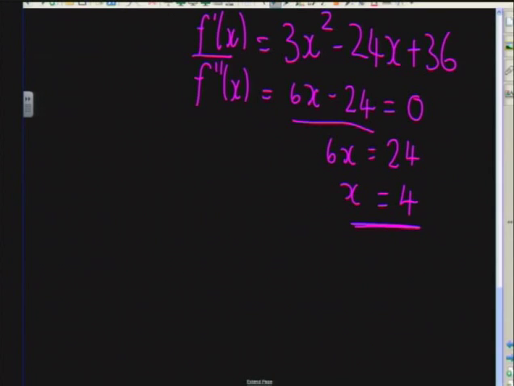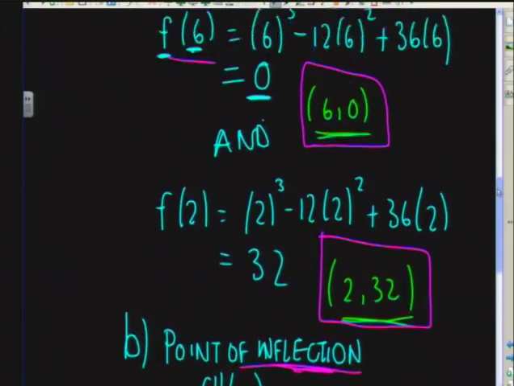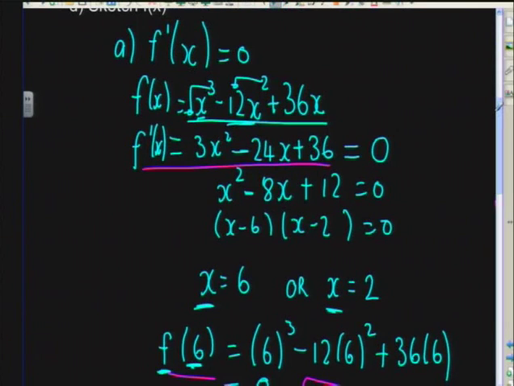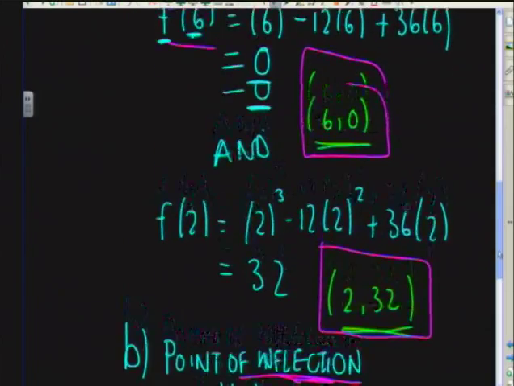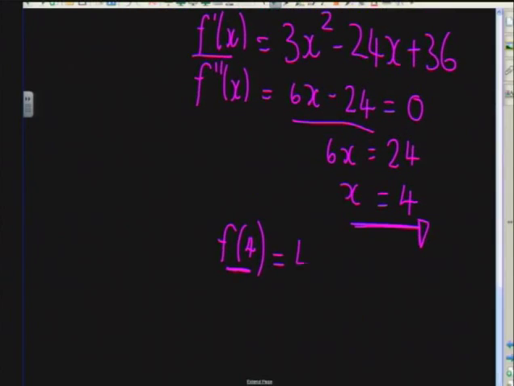So therefore, at x equal to 4, the graph is changing its concavity. Now we need to find the corresponding y value at which that concavity changes. So we simply take the 4 and put it back into the function. Always, when you're trying to find function values, use the function, so we need to use f of x. So we put it into x cubed minus 12x squared, so it's going to be 4 cubed minus 12 times 4 squared plus 36.